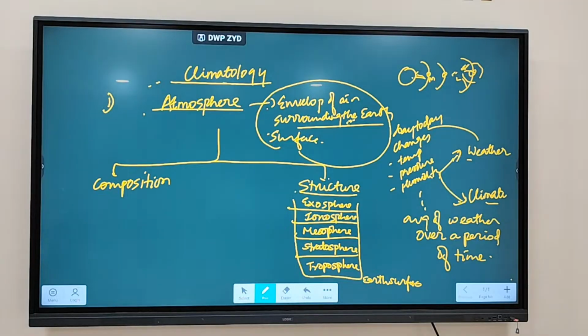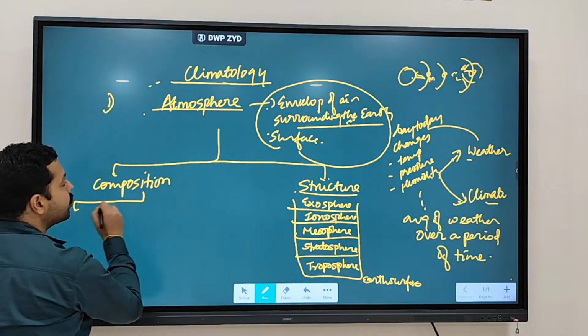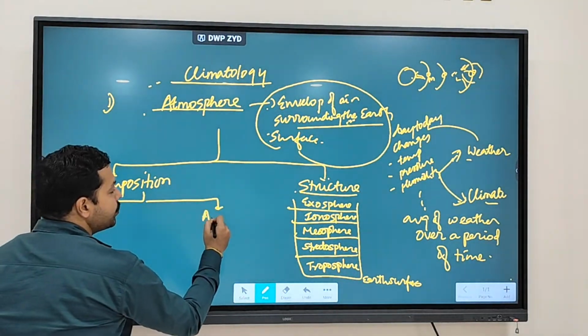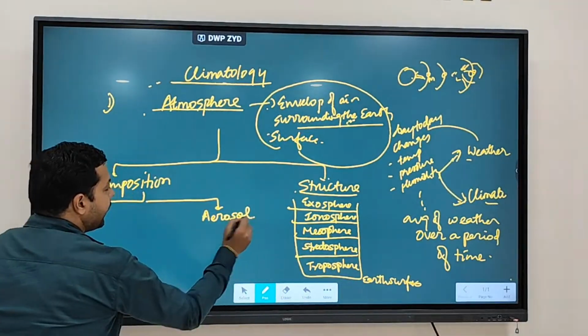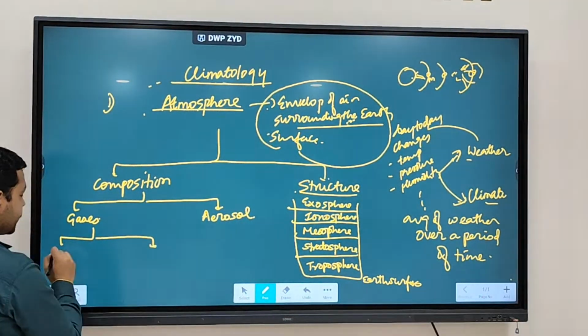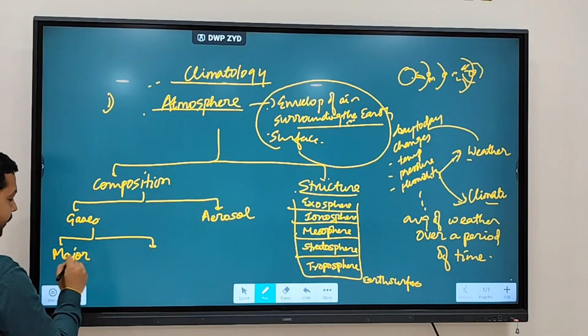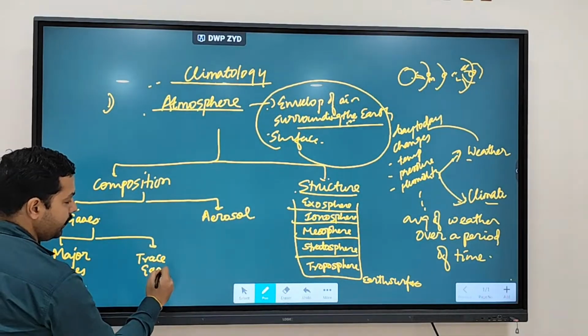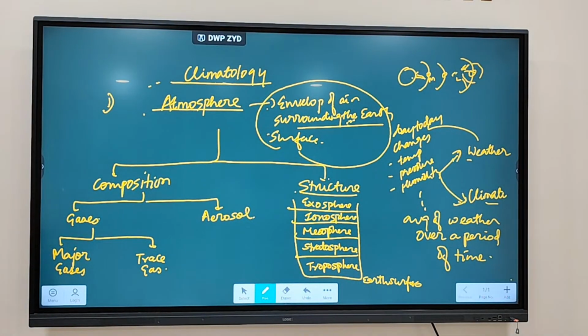Clear? And what is it composed of? It is composed of two elements. One is called gases and another is called aerosol. Gases further can be major gases or minor gases, which we also call trace gases. So atmosphere is composed of gases as well as aerosol. Gases could be major gases as well as trace gases. Clear? What are the major gases? Nitrogen and oxygen. These are the major gases.